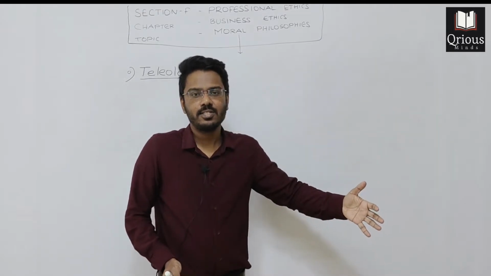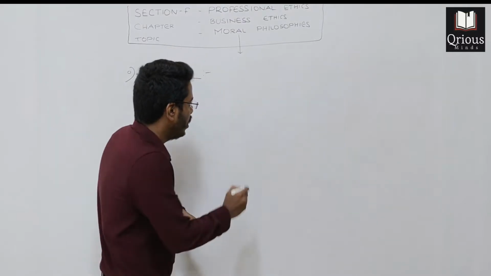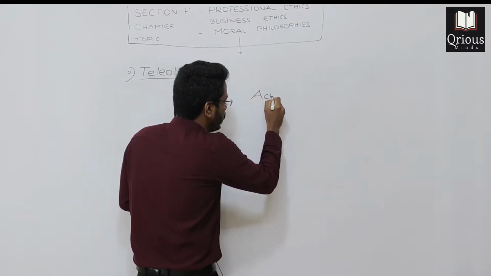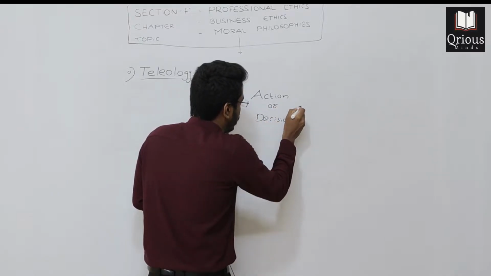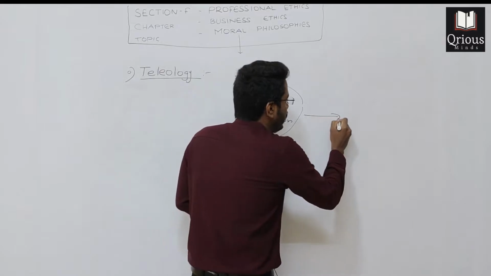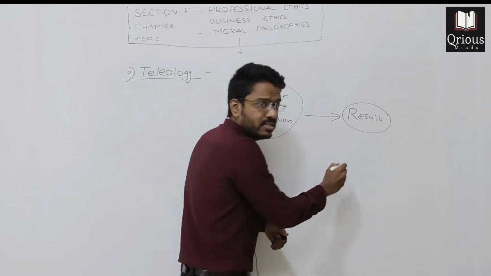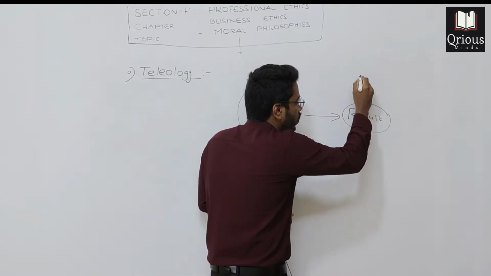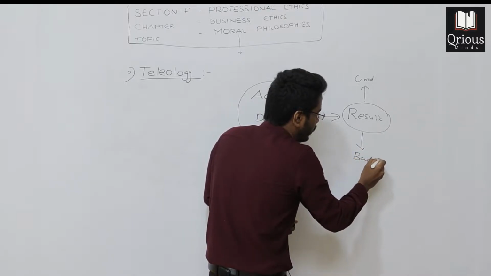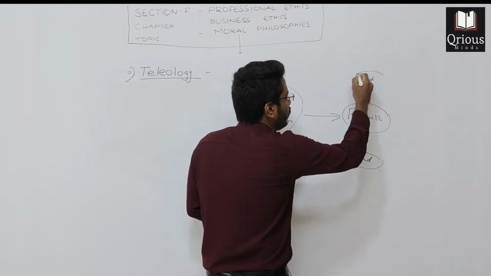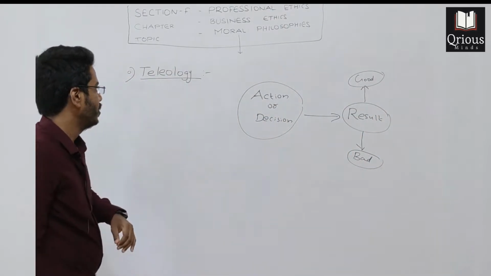Whenever we need a result, we need to take an action or decision, right? So, we take an action or decision, and that will give us a result, and this result may be either a good result or a bad result. Now let's understand what teleology means.